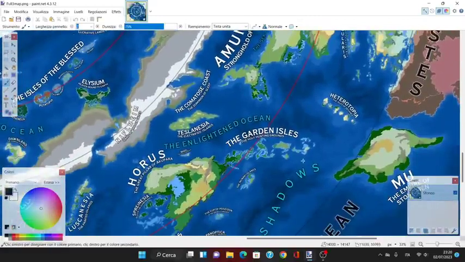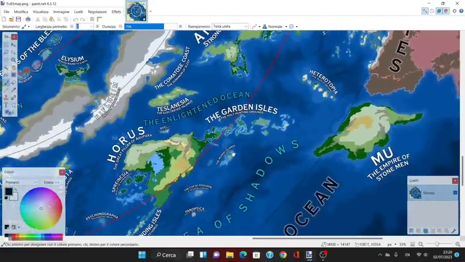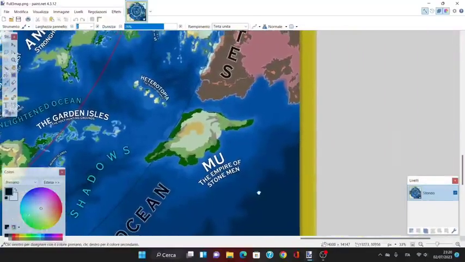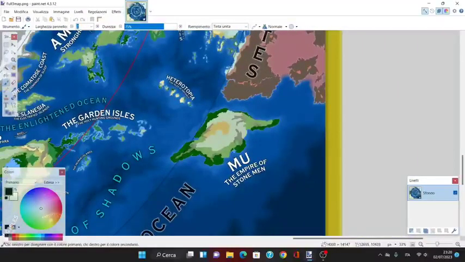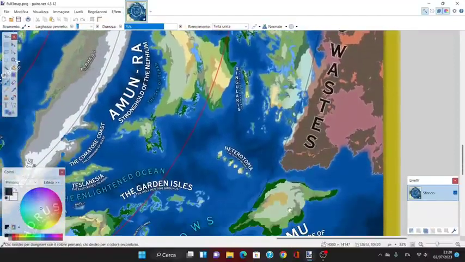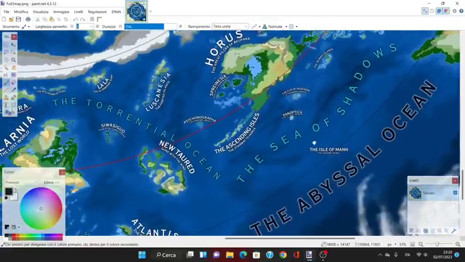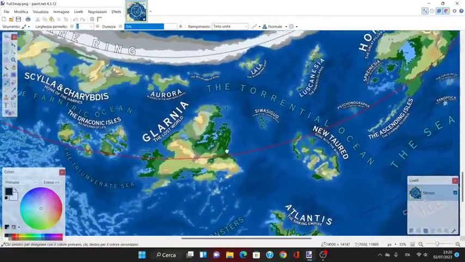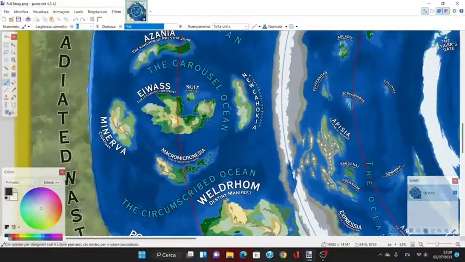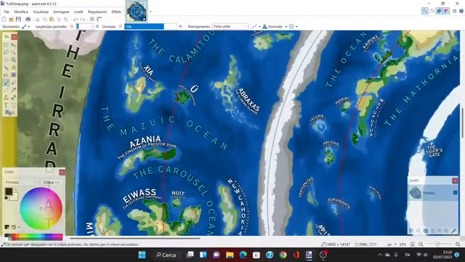Then we had the Garden Isles, the Holy Hunting Grounds, a lot of interesting things, even Horus, the Great Pillars of Akupara, and of course Mu, the Emperor of Stoneman. For those that do not know, Mu is similar to Lemuria, a similar concept in what lies beneath it, but we will talk about it in a video dedicated to it. So, as you can see, there's so much, oh, even Scylla and Charybdis, oh, this is so good. I even got the Odyssey. This is so good, this is so developed.